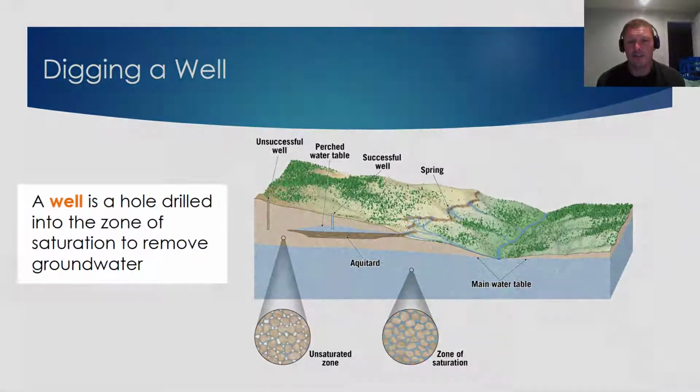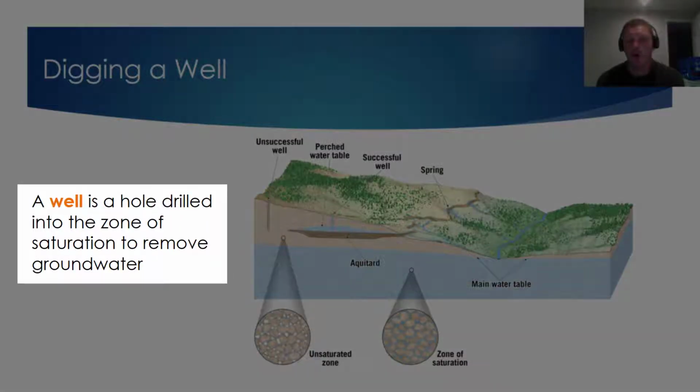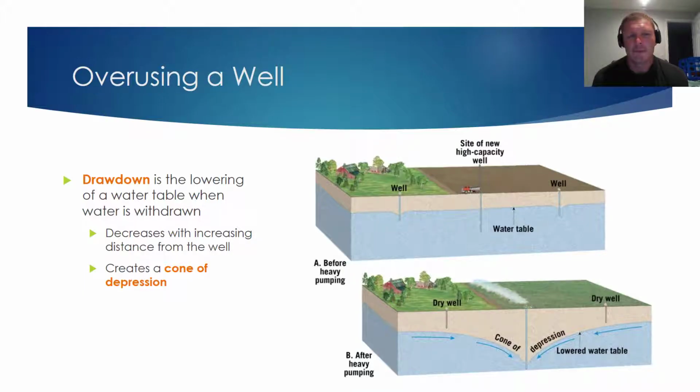But the key point on this slide is that a well is a hole drilled into the zone of saturation to remove groundwater. Let's keep our focus on wells and consider what happens if we overuse a well. Drawdown is the lowering of a water table when water is withdrawn. And when drawdown is significant, you can form a cone of depression.